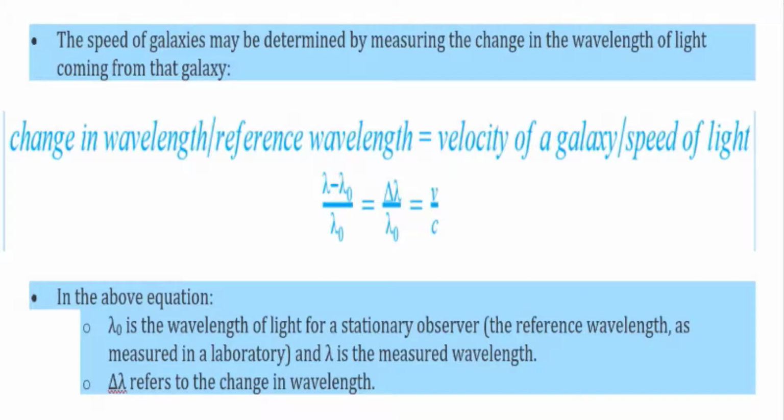The equation below shows us how to calculate the speed at which a star or galaxy is moving relative to us. Change in wavelength, Δλ, over reference wavelength, λ0, equals velocity of a galaxy, v, over speed of light, c. In the above equation, λ0 is the wavelength of light for a stationary observer, the reference wavelength, as measured in a laboratory, and λ is the measured wavelength. Δλ refers to the change in wavelength.